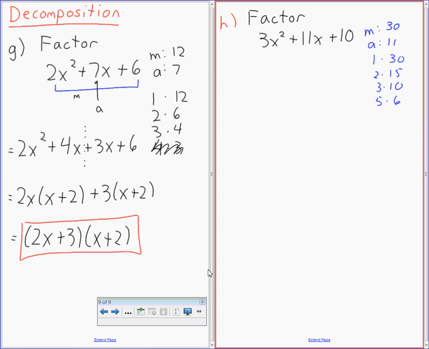Hannah, what do I do with the 5 and the 6 now? You split the 11 into plus 5x plus 6x. Yeah, I'm probably going to do 6 and 5 just because 3 and 6 go together, right? Yeah, just for me.